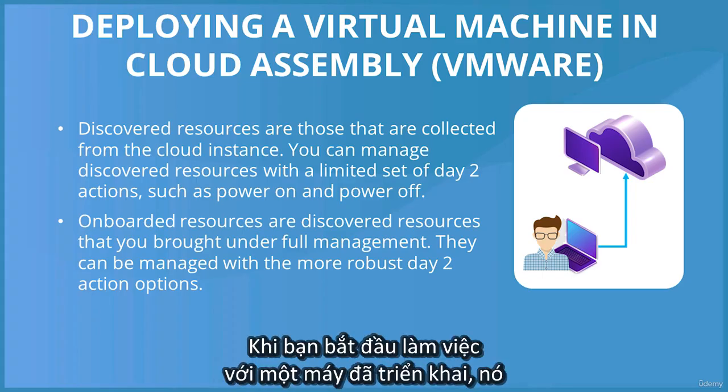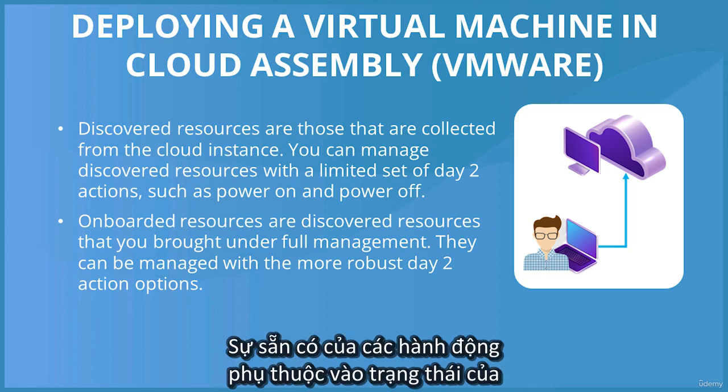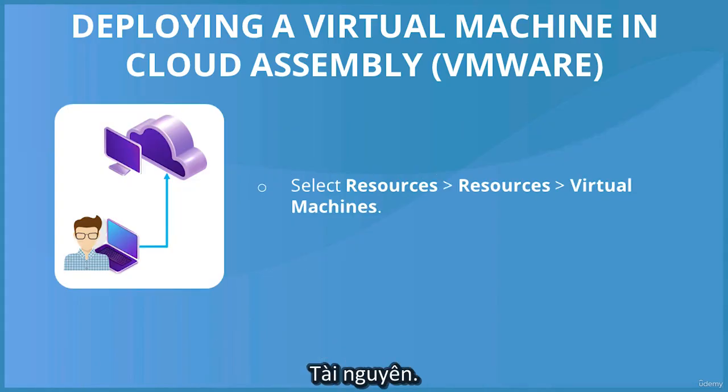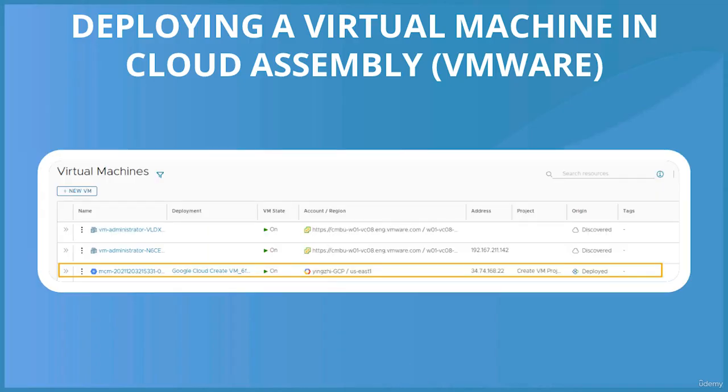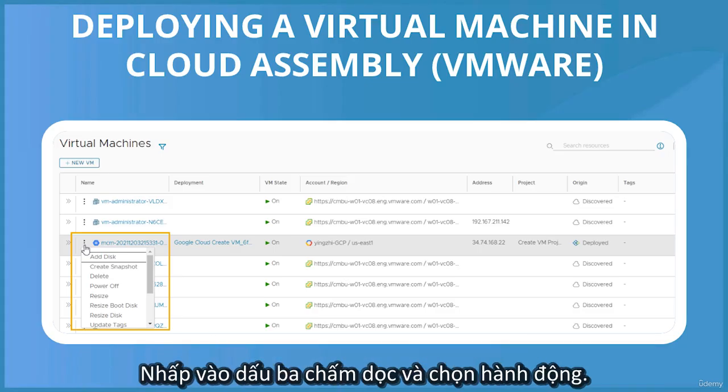As you begin working with a deployed machine, it's going to be eligible for more day 2 actions. The availability of the actions depends on the state of the machine and what day 2 actions you have permission to run. So go ahead and select Resources, Virtual Machines. Locate the machine, and to run an allowed machine-level action on the machine from this view, click the vertical ellipses and select the action.